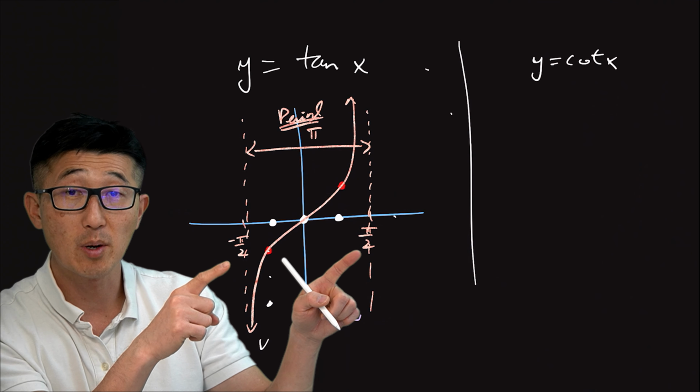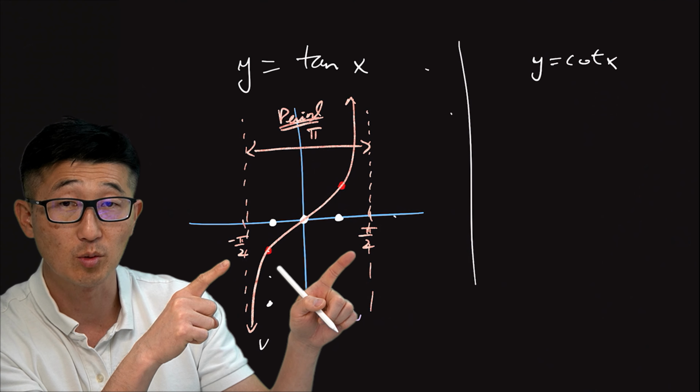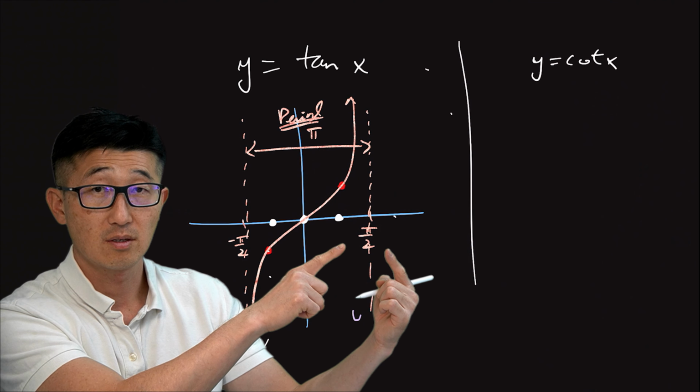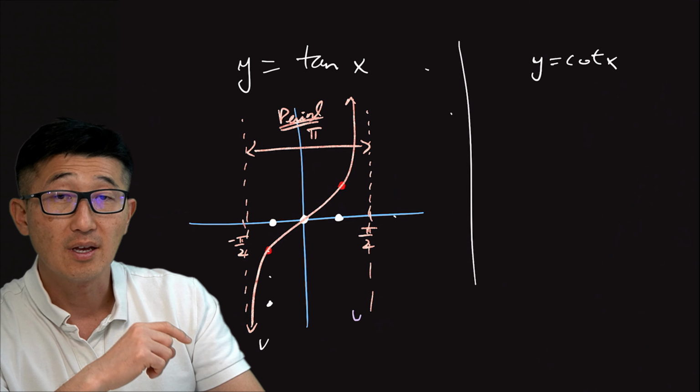You have to memorize these two numbers. These two numbers are the most important numbers for tangents: negative pi over 2 and pi over 2. You have to memorize those, and I'll show you why later.